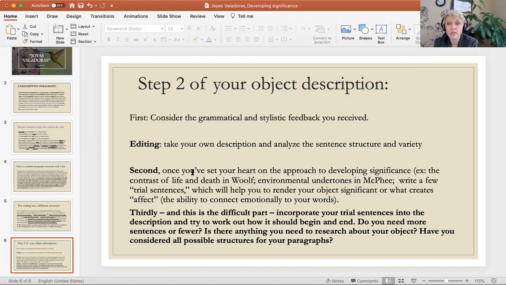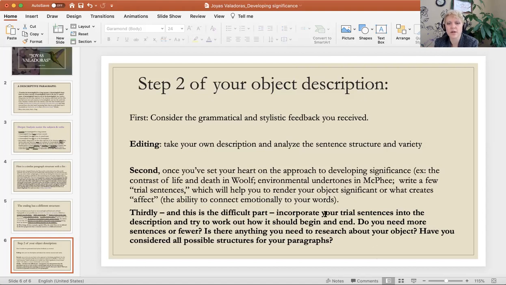So my advice would be write, and then edit out everything you think is not useful to your purpose of creating an emotional resonance with your readers in response to your object.